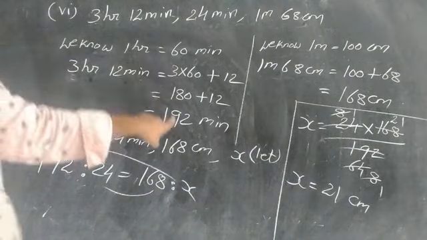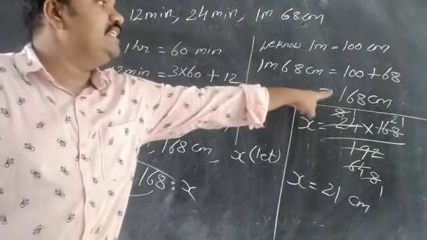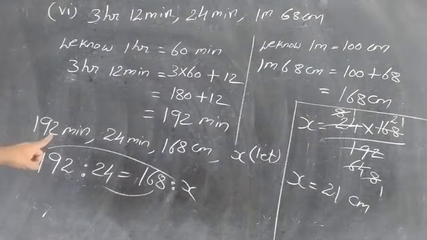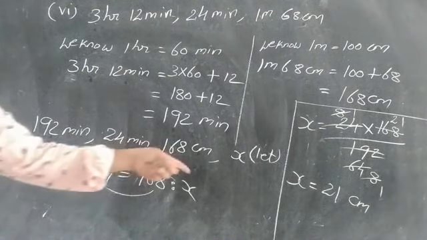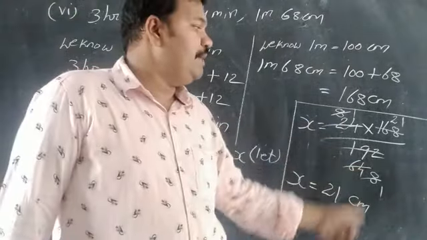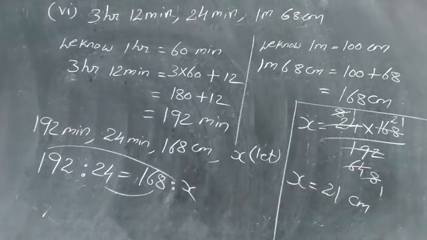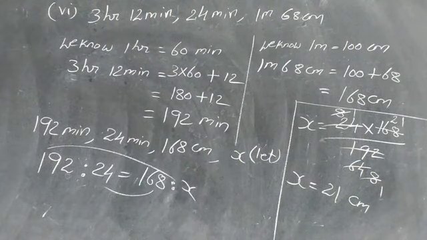This 3 hours 12 minutes is changed as 192. 1 meter 68 is changed as 168. The sum is changed as 192, 24, 168, x. 24 and 168 multiplication, x is equal to 24 into 168 by 192, cancellation is 21 centimeters. 21 centimeters. This is the sum answer for us.